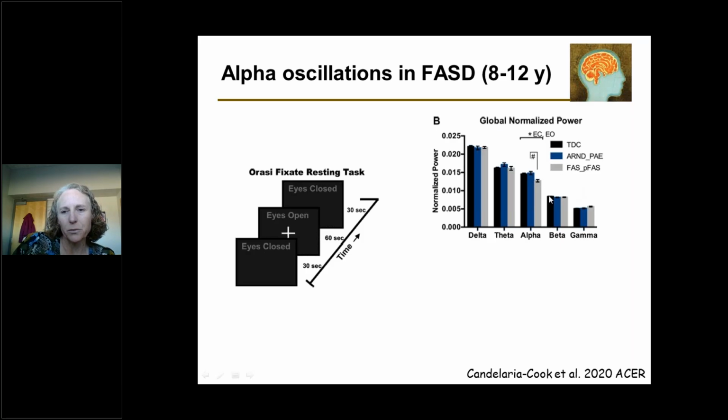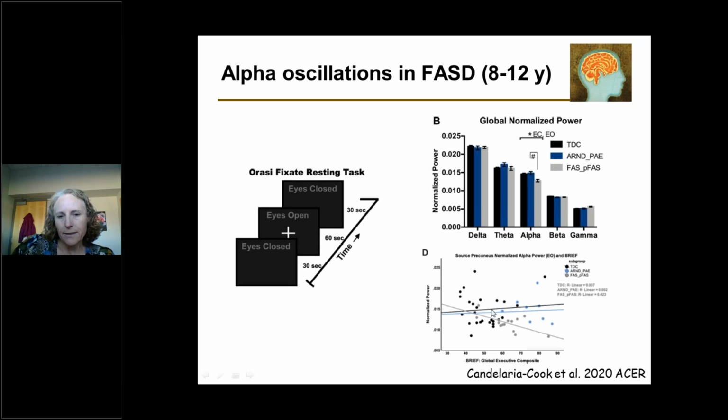In this case, it was only in the kids with fetal alcohol syndrome. So this is a subcategory of kids with FASD, and the kids with ARND did not show a significant difference in alpha power relative to typically developing controls.